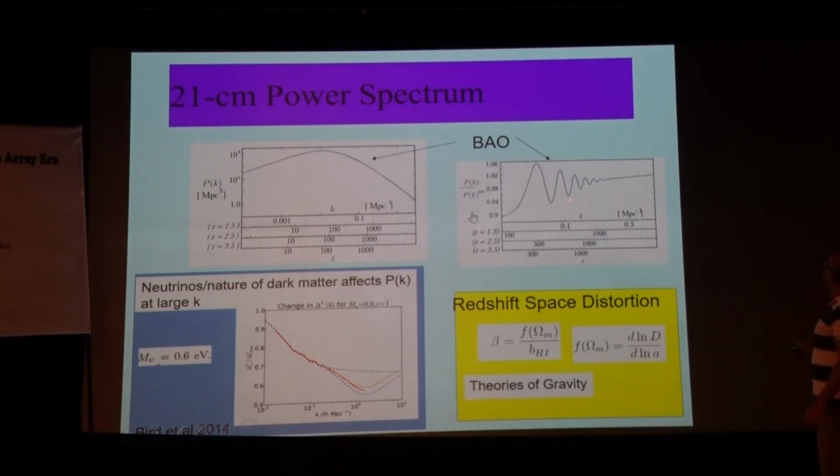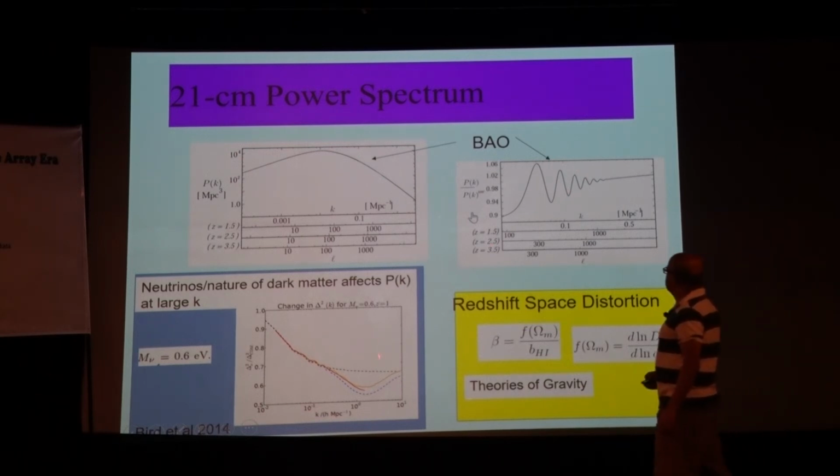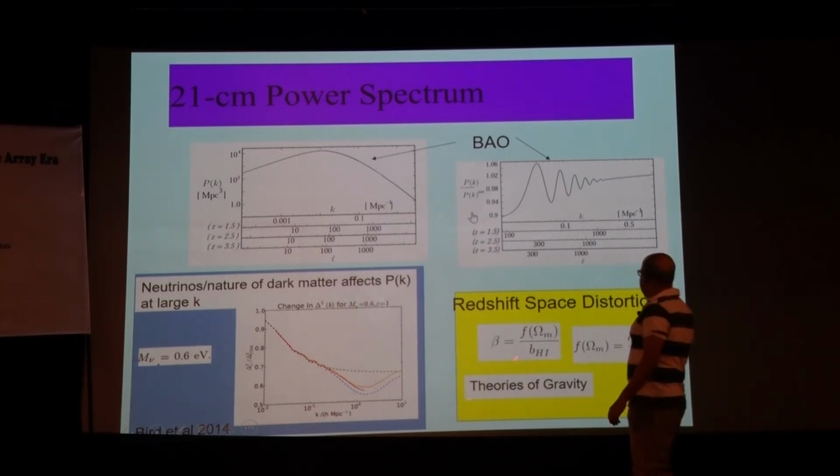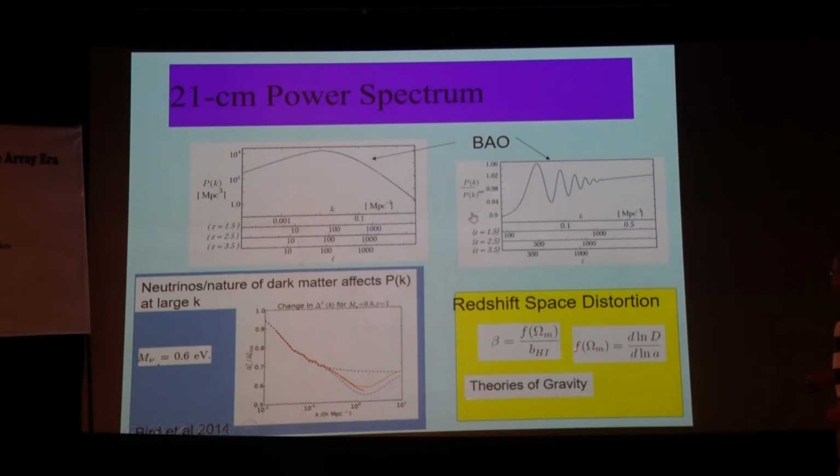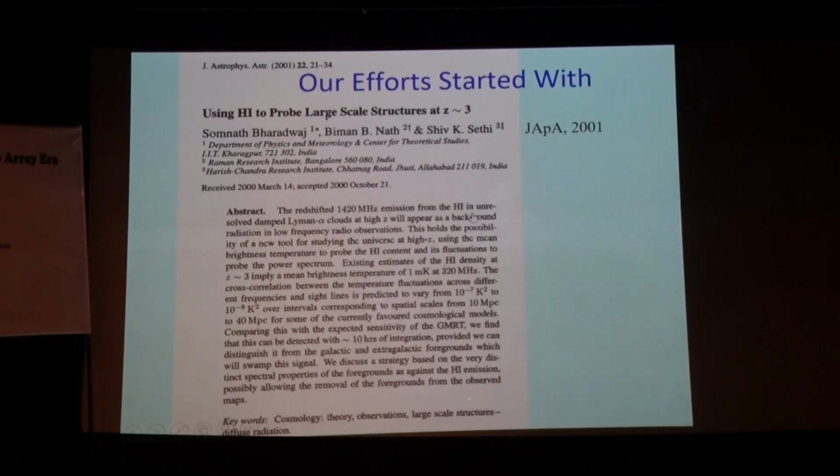You can then hope to measure the baryon acoustic oscillations, the signature of the neutrinos, and also maybe, through the redshift space distortion, get a picture of the growth factor, which you can use to test theories of gravity.